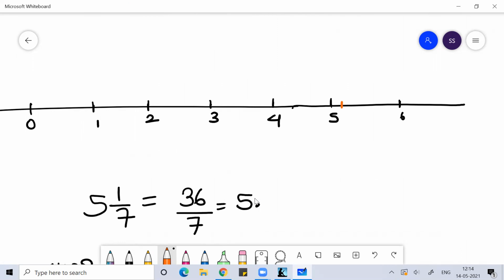The infinite numbers you can put between 5 and 6. Or if you want, you can divide this into parts: draw 6 lines, so you have 7 parts, 1, 2, 3, 4, 5, 6, 7. So this part is 5 1 by 7 if you want.